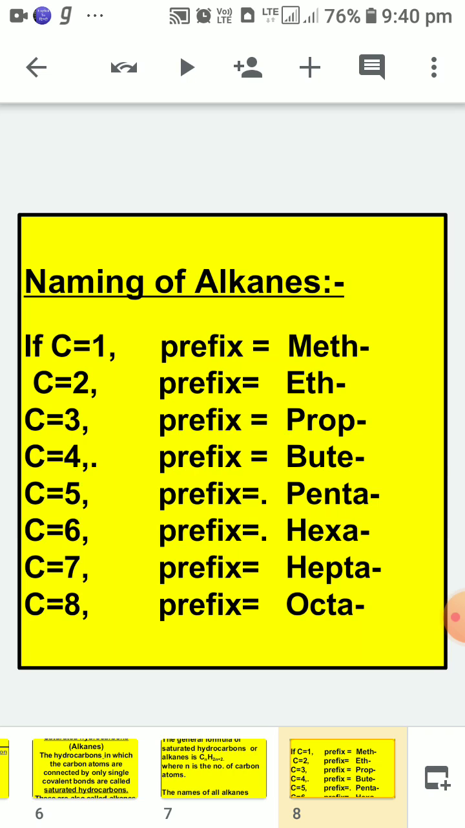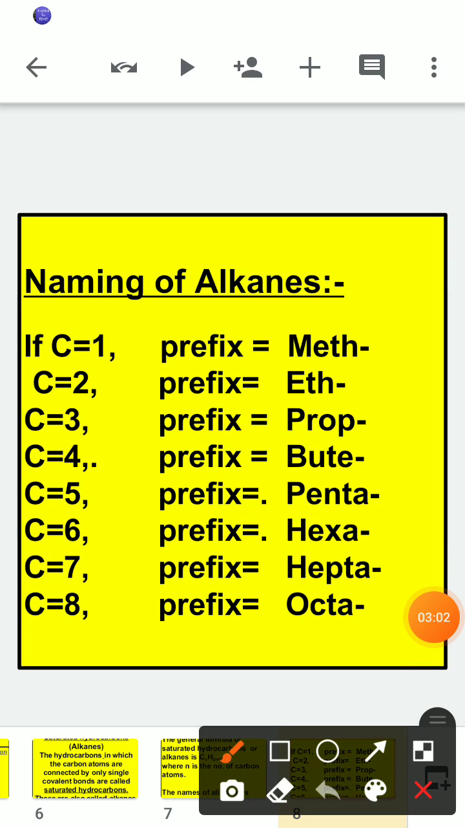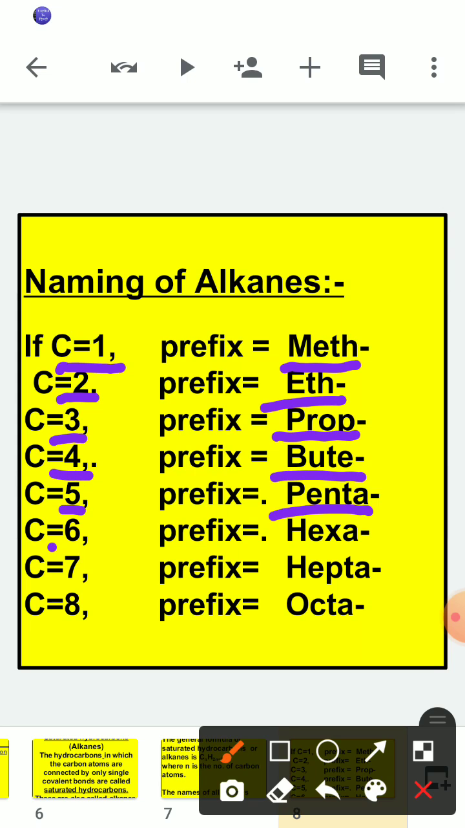And in prefix for alkanes, we have different prefixes for different numbers of carbon atoms. If the number of carbon atoms is 1, then we use the prefix meth. Carbon 2, the prefix will be eth. If carbon atoms are 3, then it will be prop. 4 is but, 5 pent, 6 hex, 7 hept, 8 oct.